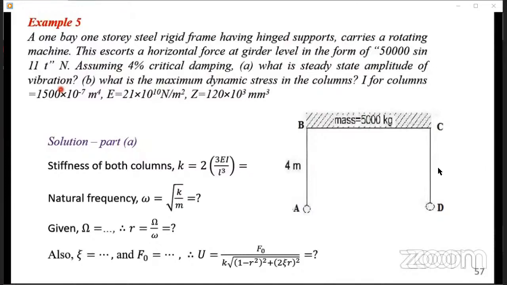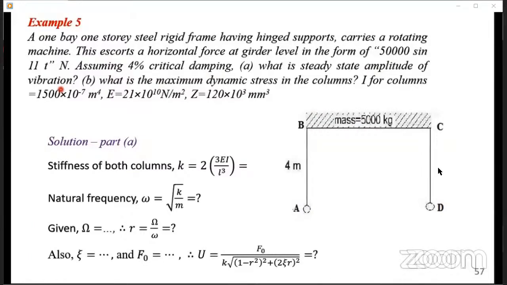What is the maximum dynamic stress in the column? Now we want to take that column and analyze it. You are given the I, the moment of inertia, the modulus, and Z. I'll leave Z for now. I want somebody to take that. What is Z? If you are given Z in an exam, do you know what it is?